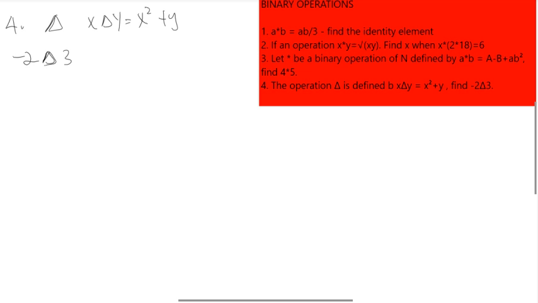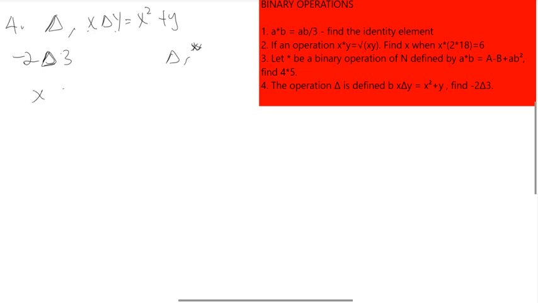Whenever you are doing binary operations, they can be defined by any symbol, right? It can be defined by delta, it can be defined by asterisk, many other things. Whenever they give you what the operation is defined by, they will also give you what you are to find. Here you have to find minus 2 and 3. The first one represents x, while the second one represents y, and then you put it into the binary operation.